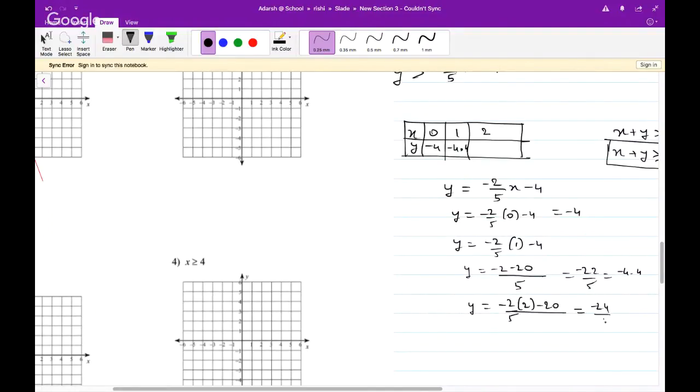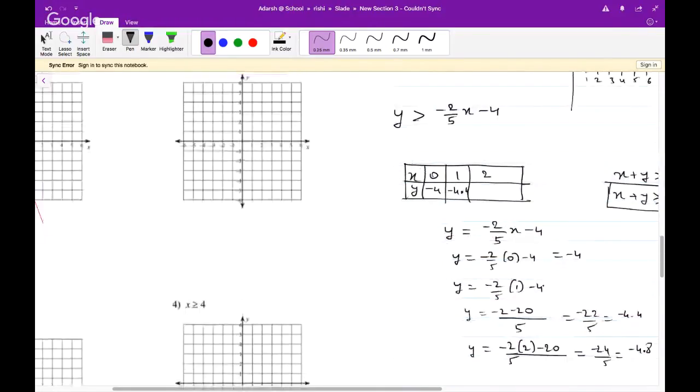Minus 24 by 5, which is minus 4.8. So let's plot them. First, when x is 0, y is how much? Negative 4. When x is 0, y is negative 4. When x is 1, y is minus 4.4, somewhere here. When x is 2, y is minus 4.8, somewhere here.